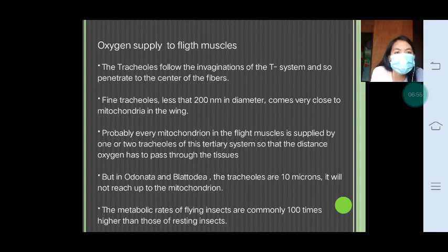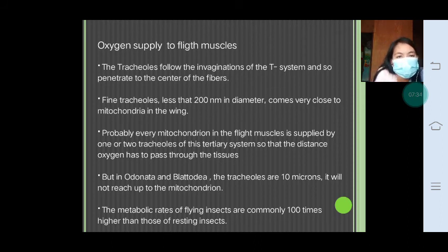Then, oxygen supply to the flight muscle. The tracheoles follow the invagination of this system and so penetrate to the center of fibers. Probably every mitochondrion in the flight muscle is supplied by one or two tracheoles of this tertiary system, so that the distance oxygen has to pass through the tissues is short.